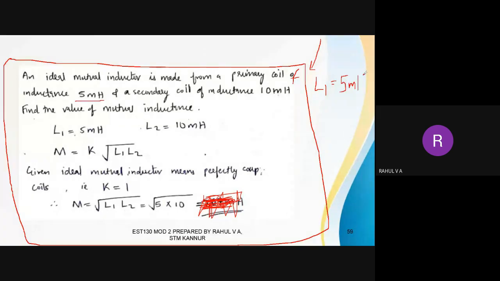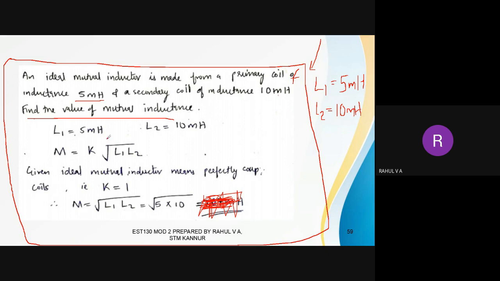Milli is 10 raised to minus 3. And a secondary coil of inductance 10 millihenry. That means for the secondary coil of inductance, you can directly write L2 is equal to 10 millihenry. And then they are asking us to find out the mutual inductance.